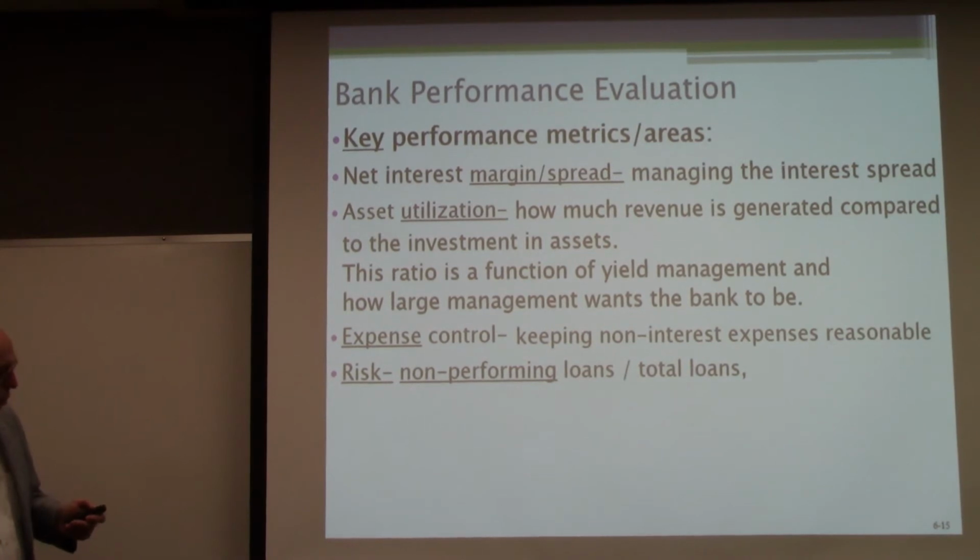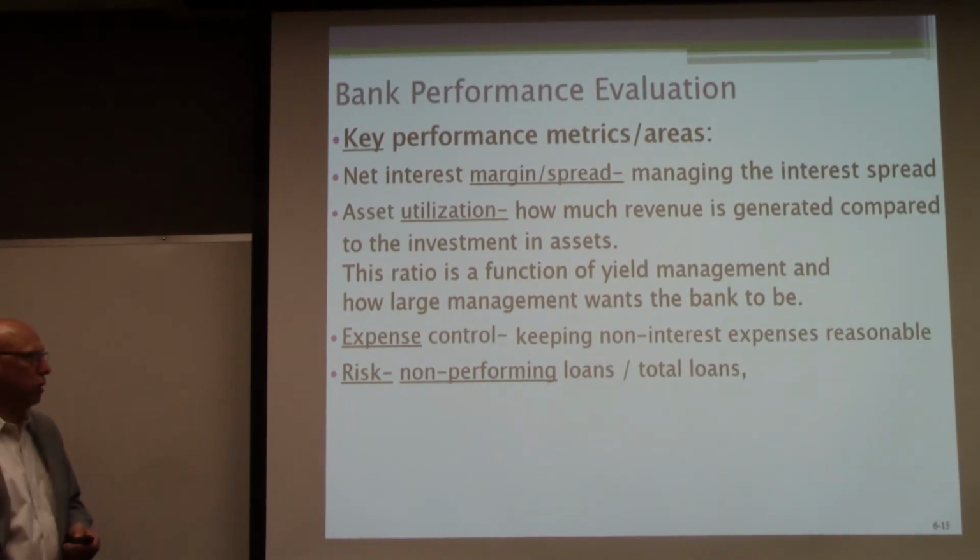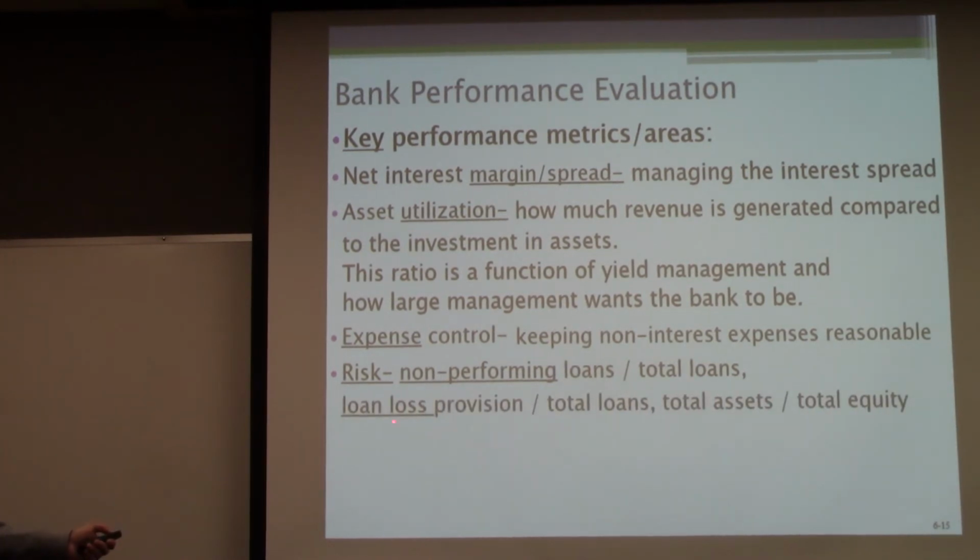Here's an interesting ratio. It's a measure of risk. Non-performing loans divided into total loans. Okay? How's the bank doing collecting on their loans? This is a reflection of collections, but it's also a reflection of the work that the bank does on the front end before they ever decide to extend a loan. Okay? The loan loss provision divided by total loans is another way of determining whether the bank is adequately reserving. Okay? And then total assets divided by total equity is a leverage ratio.